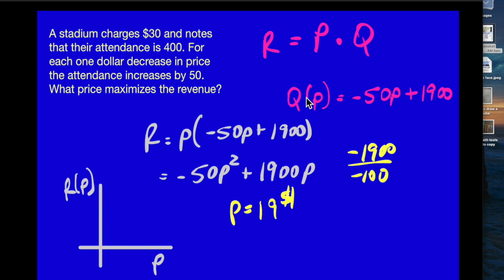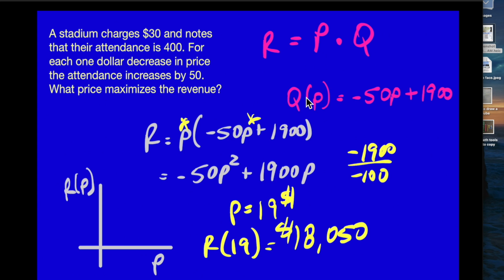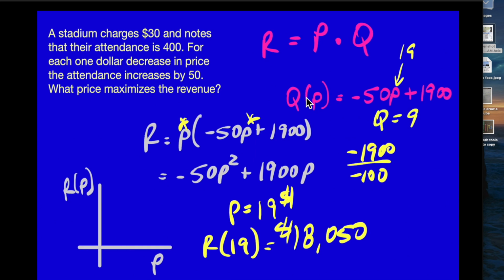Now, if they want the revenue, we can just do R of 19, and we would plug in 19 everywhere you see a P, and the revenue would come out to $18,050. If they want the quantity, meaning the attendance at the maximal price, we would plug in 19 for P here as the price, and when we do that, we get a quantity of 950 people in attendance. So in summary, the maximum revenue, which will be this value, will occur at a price of $19 and an attendance of 950.